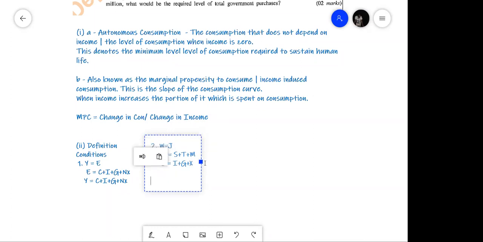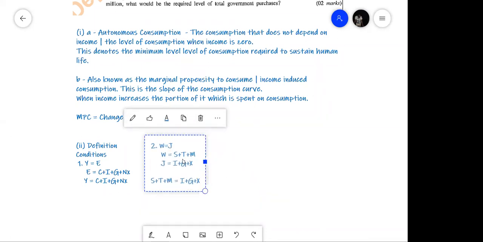So you can highlight, even these also you can write in long forms. You don't have to write the S, T and M. You can say savings, tax, imports. Within brackets, you can put the letters if you want to. And then say the savings, taxes, and imports, the total of it should equal to the investment, government spending, and exports. That is condition number 2.